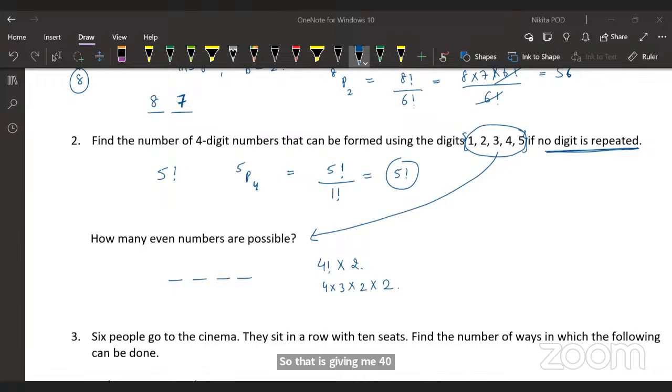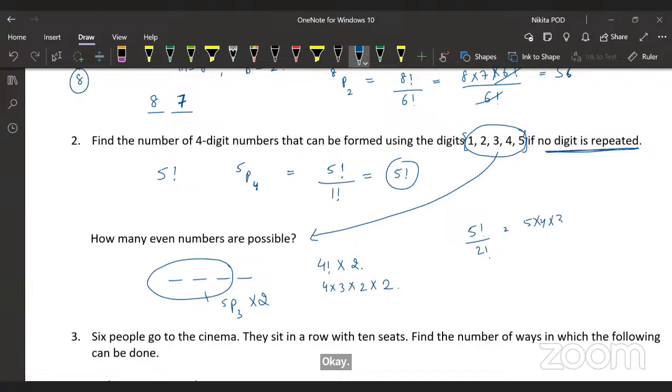You are doing 5P3 into 2 here. 5P3 is 5 factorial by 2 factorial, which is 5 into 4 into 3, I missed the 3. So 60 into 2, 120. Again, I'm getting 120.